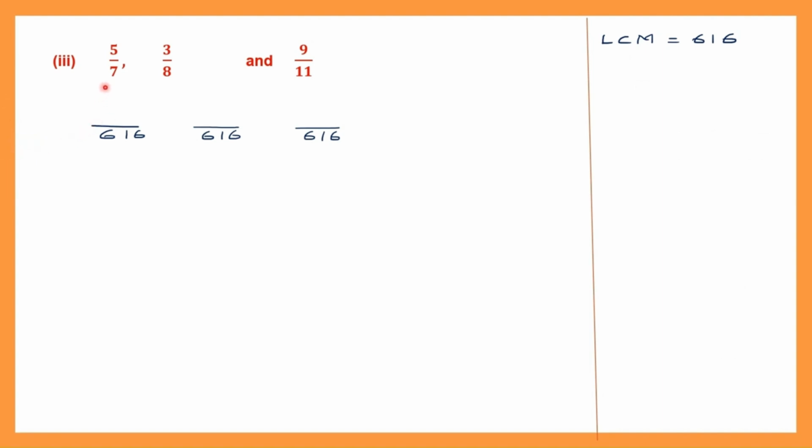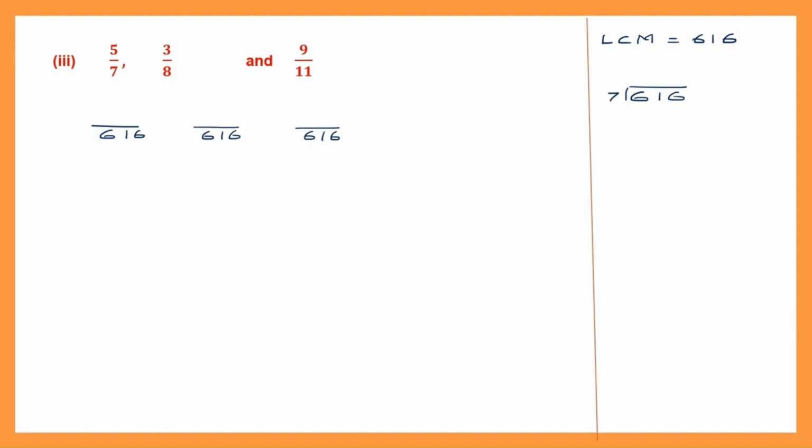So now what is the next thing to do? Now we need to see all the denominators here. By what should we multiply each denominator to get 616? So in that case, what we should do is take the LCM and divide by each of the denominators. So the LCM is 616. Let's divide 616 first by 7. This is a denominator, we're going to divide it by 7.